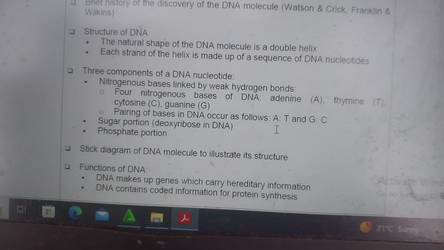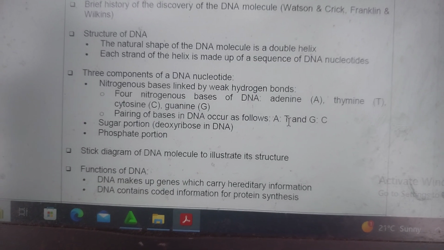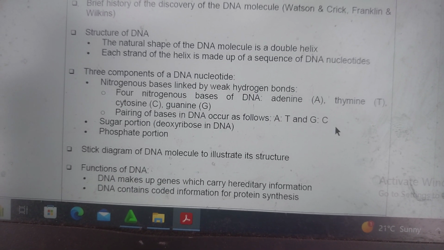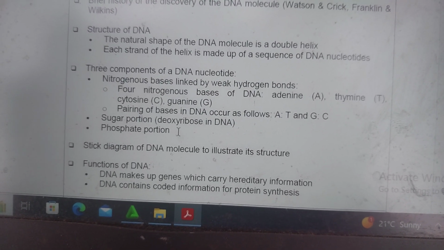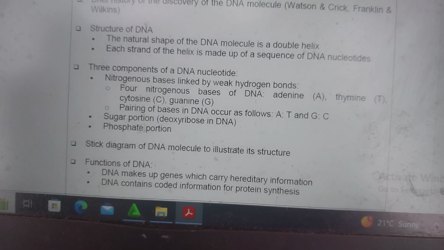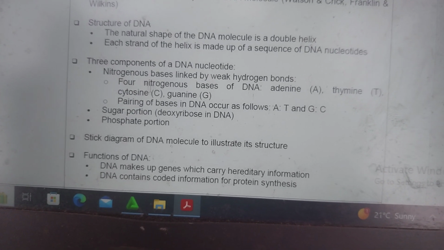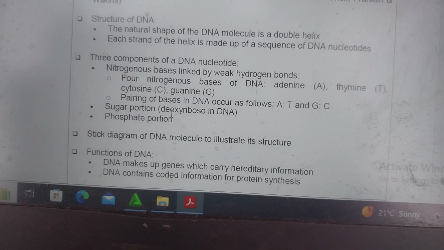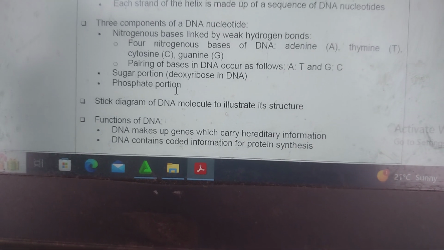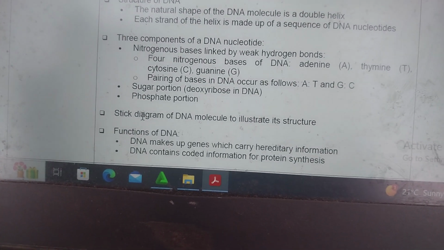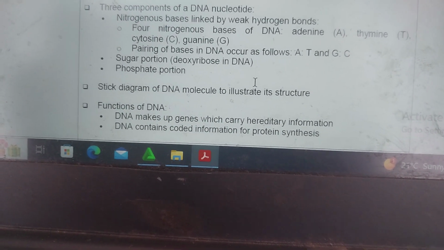What do you mean by AT? Meaning that A can join a T and G can join a C. You must know that the DNA also has a sugar portion which we call deoxyribose sugar, and a phosphate. So briefly, what makes up a DNA are nucleotides. You have got the sugar component, which is deoxyribose sugar, and you have got a phosphate part. Portion means part.